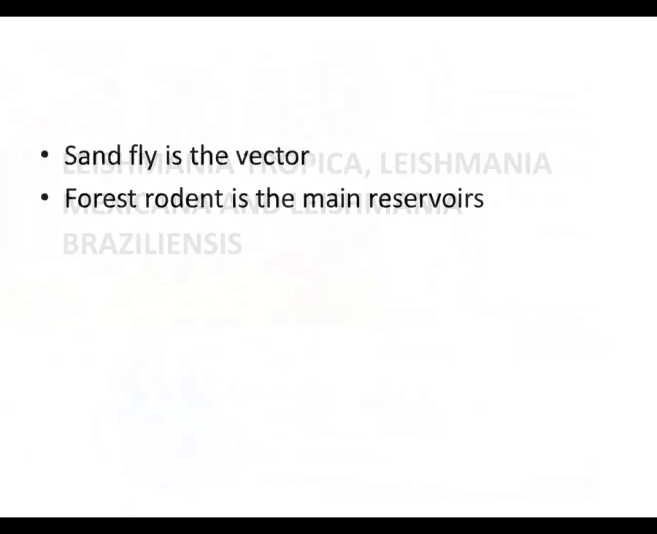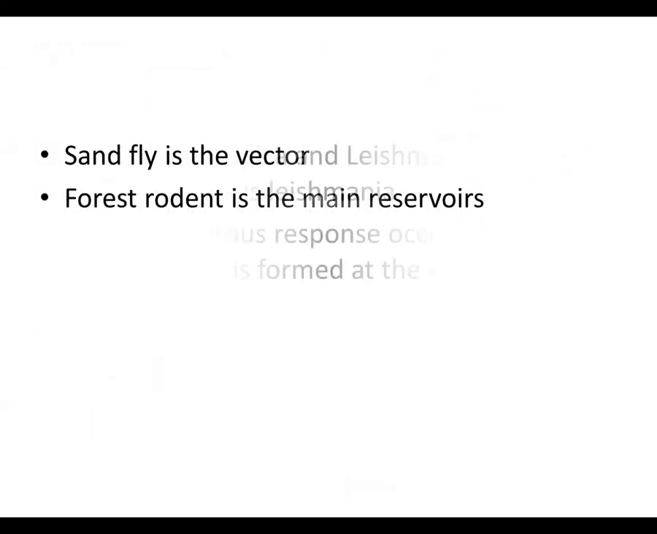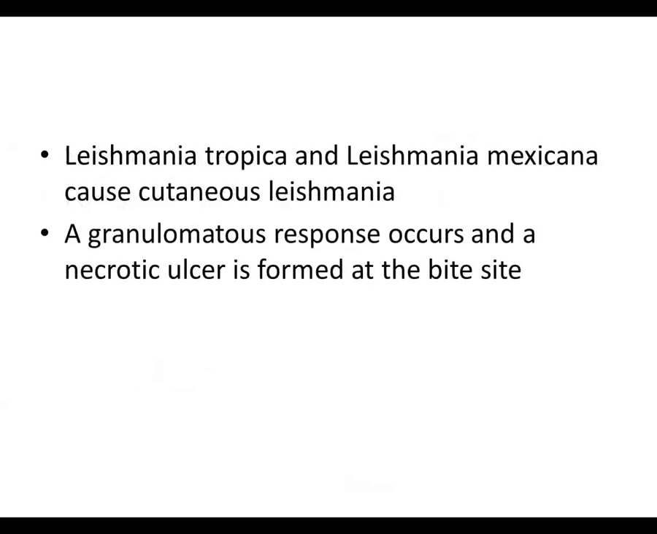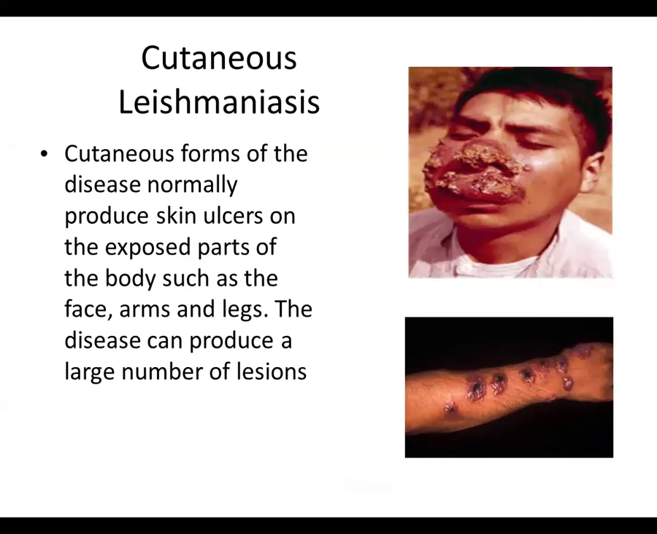Leishmania tropica, Leishmania mexicana: the sandfly is the vector and the forest rodent is the main reservoir. Leishmania tropica and Leishmania mexicana cause cutaneous lesions, and a granulomatous response occurs, and then necrotic ulcers form at the bite site.